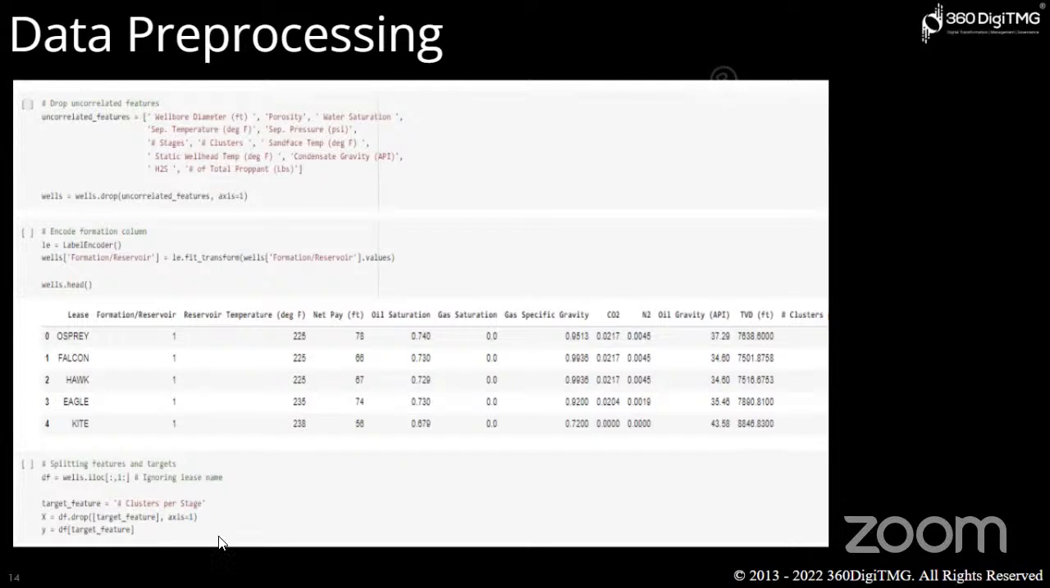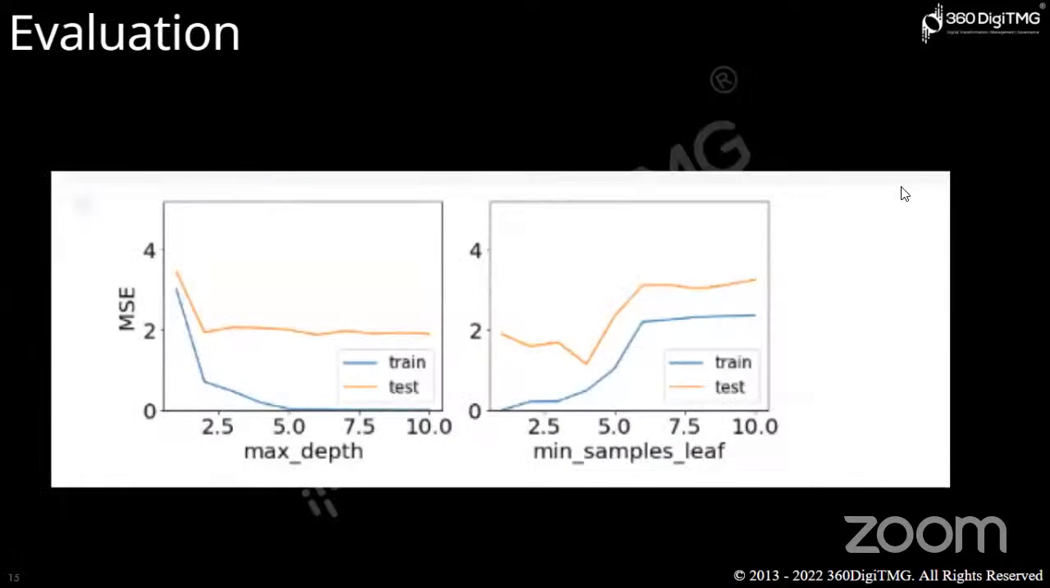When it comes to my dependent data, the target feature, I can see here that the number of clusters per stage is my target feature. So I am saving my x and y values here. The X value is everything except the target feature, which is my input data, and only the target feature is my output data. So I have done my data splitting here. We can see the values. When I take the train and test data and analyze them, I can see the square errors here.